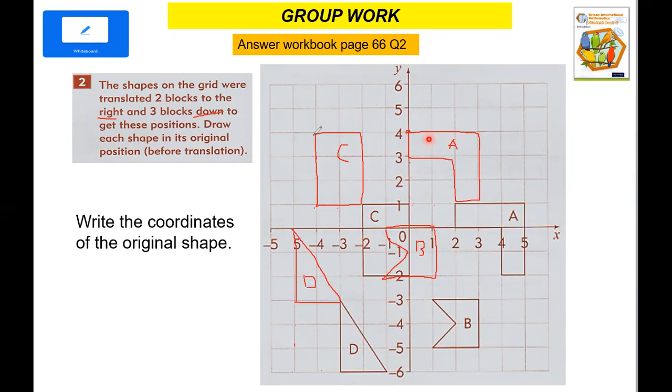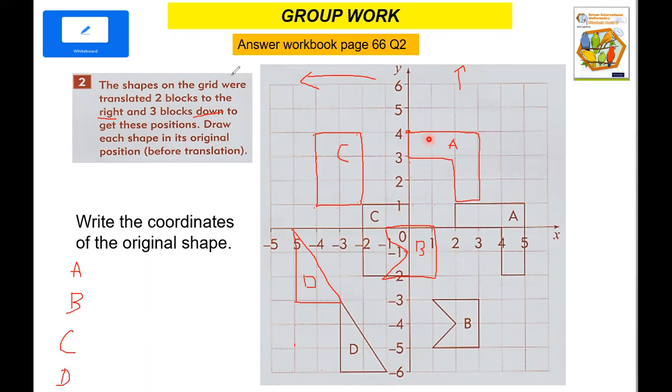Then you will write all the coordinates of the original shape that we have done. Because this one says the shapes on the grid were translated 2 blocks to the right and 3 blocks down to get this position. So we will draw each shape in its original position before translation. So you are going to do the opposite. If it was translated right, you have to return back to the left. If it's translated 3 blocks down, you're going up. Okay, so the direction is left and up. There you go. So I want you to write only the coordinate points now of all this for the A, B, C, and D, the coordinate points.